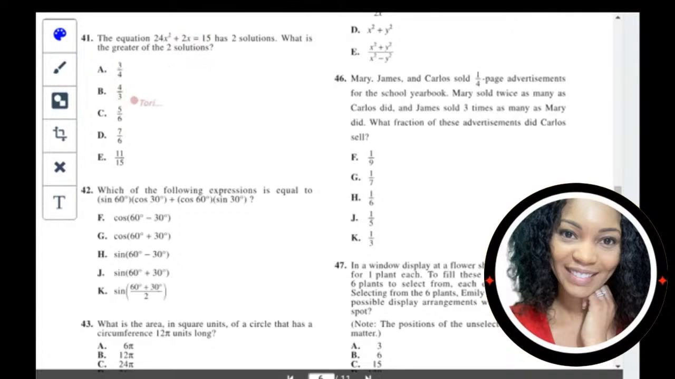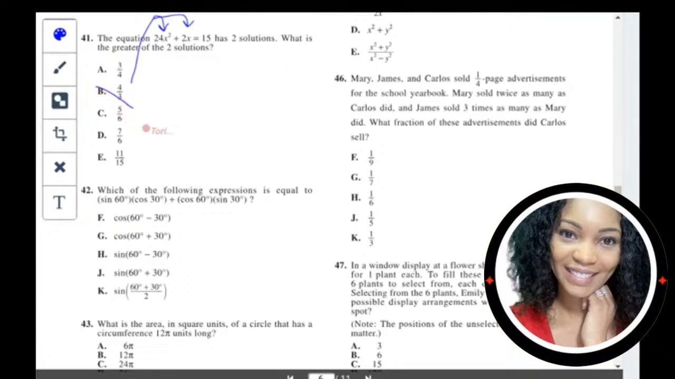If not, we'll go down to the next biggest until we can find the solution. So 4/3 is the largest answer choice on here, and then we'll go to 7/6. We'll put 4/3 in everywhere there's an x, and if it works out to equal 15, then we know we have a solution. So in my calculator, I'm going to do 24 times 4/3 squared plus 2 times 4/3. And that gives me 136/3, which is clearly not 15. So B is not the answer.